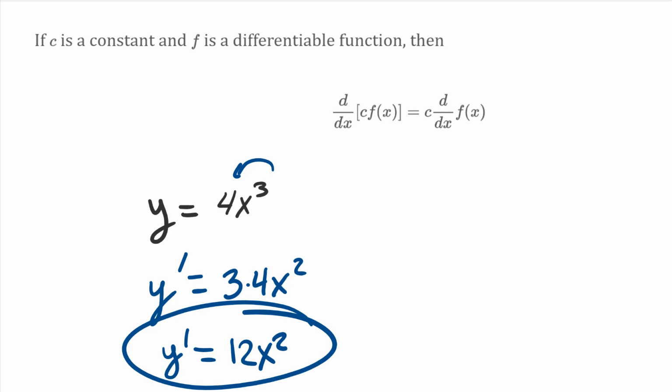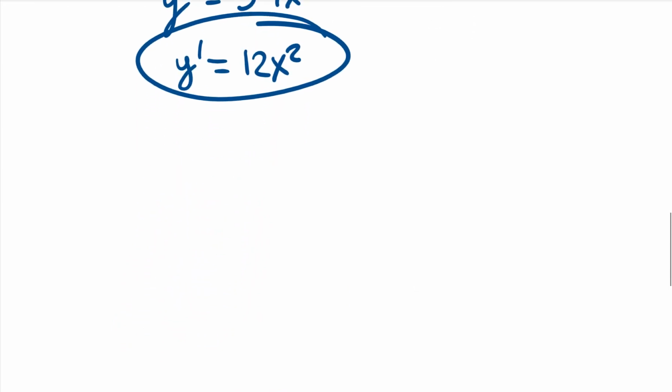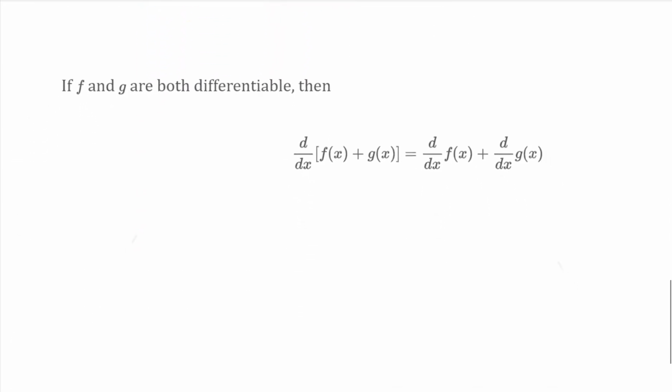That's the constant multiple rule. If you were in class, I'd probably do the proof for you, but look at it in your book. It's a real simple one. There's not much to it. Let's go to our next rule.